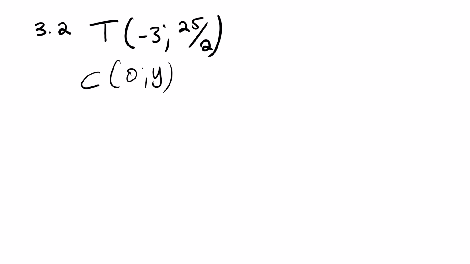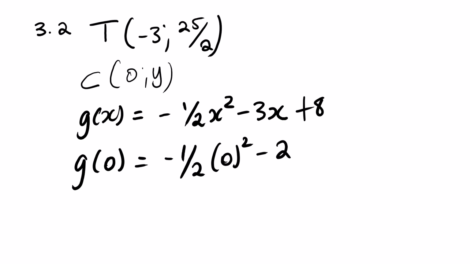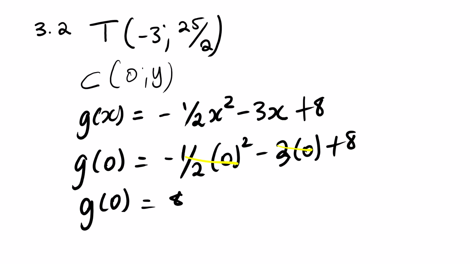Then we need the equation, which is g of x is equal to 1 over 2x squared minus 3x plus 8. So where we see x, you can substitute by 0. 0 squared minus 3(0) plus 8. So this will be 0, this will be 0, and then we're left with 8. Now we conclude that C is 0 maps 8.